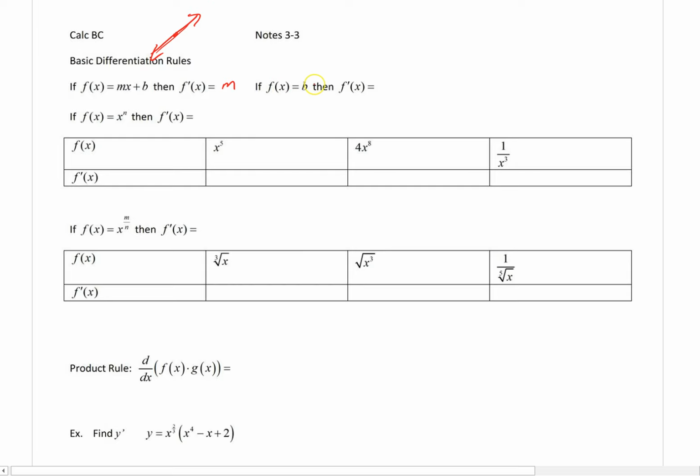What if y equaled a number like b? That would just be a horizontal line. F prime of x would equal 0. The shortcut is saying that the derivative of a number would be 0.